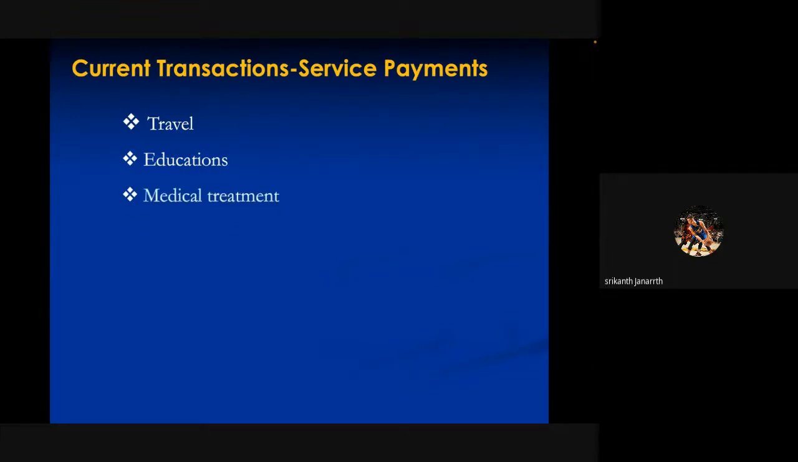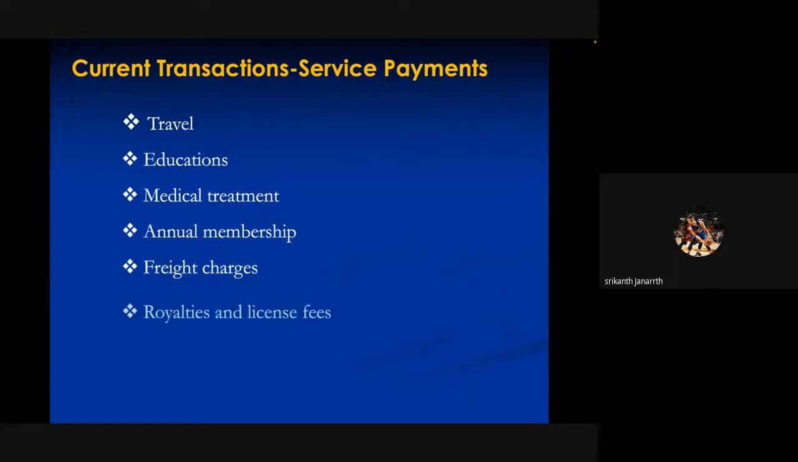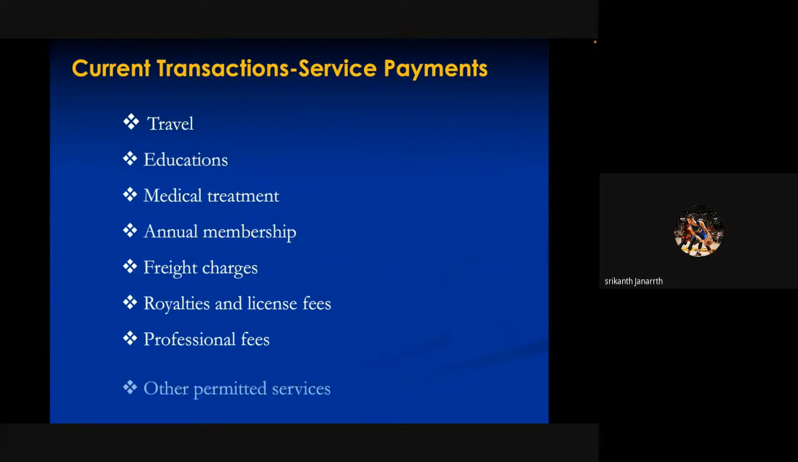There are people coming for travel. There are people coming for education. There are people coming for medical treatment. Then all others: membership, freight charges, license fee, professional fee, other permitted services, all of that are current transactions. But these are all related to services. That is what you get, service payments, right? These are all related to service.